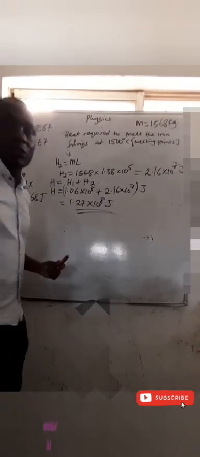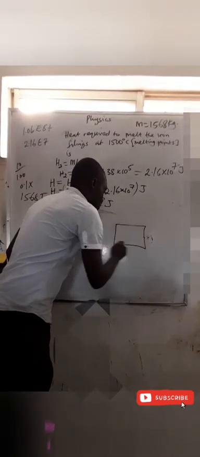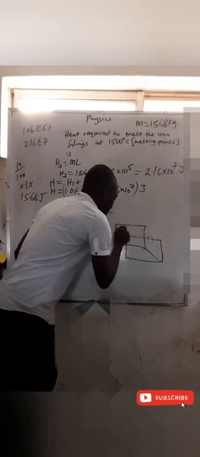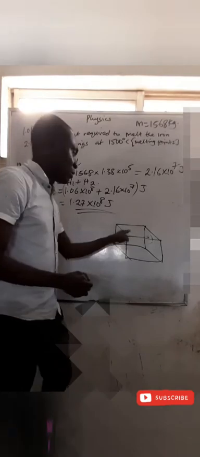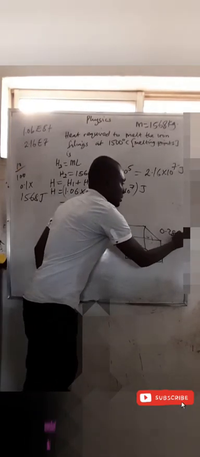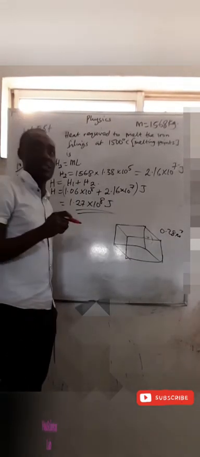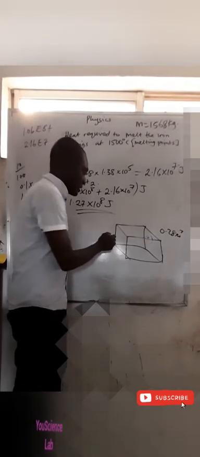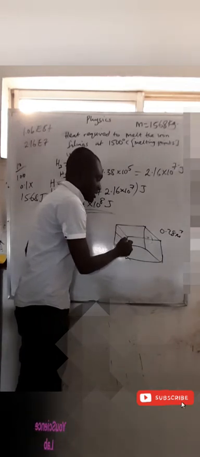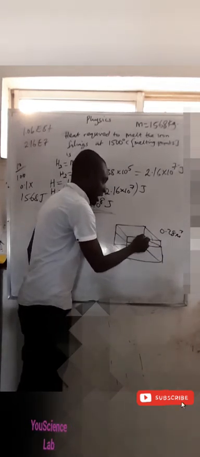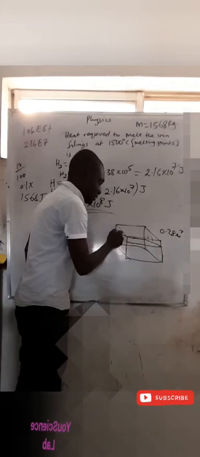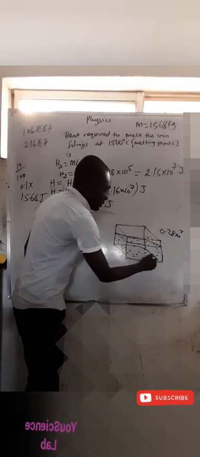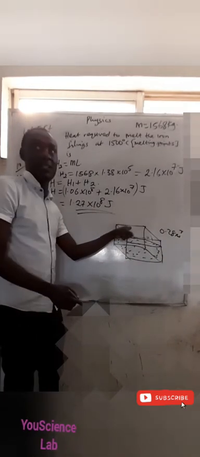Let me illustrate with this. Let's assume I have a bus like this. The volume of this bus is 0.28 meters cubed. And I have iron filings filling this bus to a certain level, which is 70%. So let's assume this is the 70% the iron filing is filling. So this is 70% of this, right?